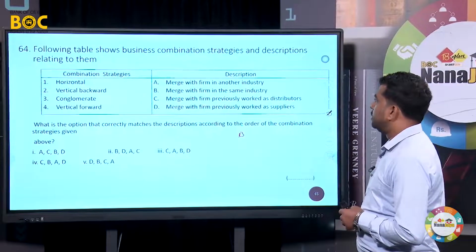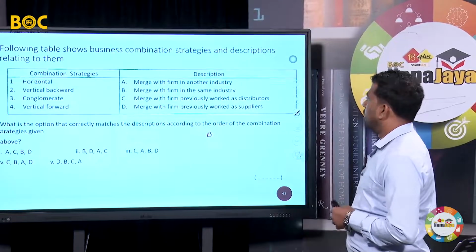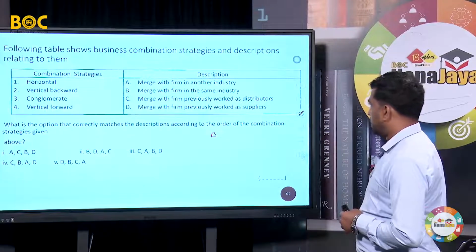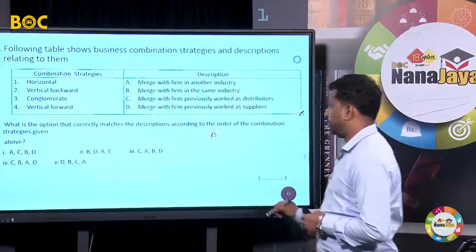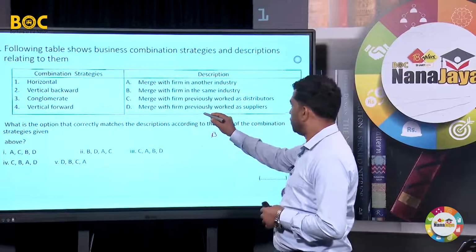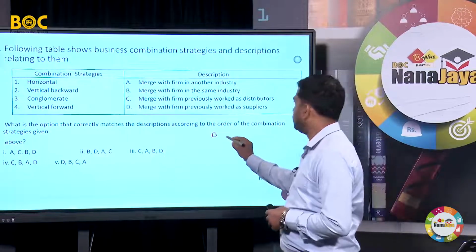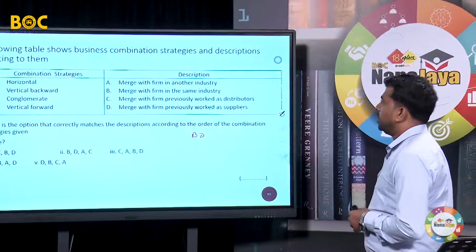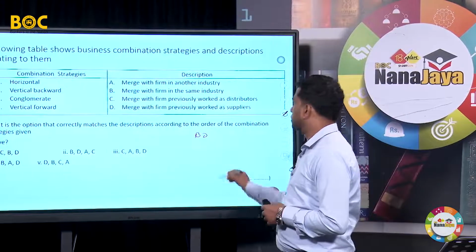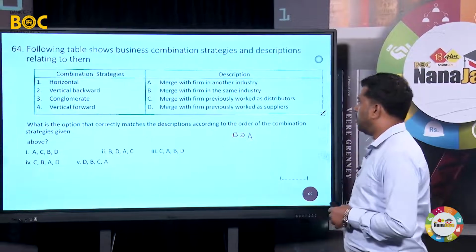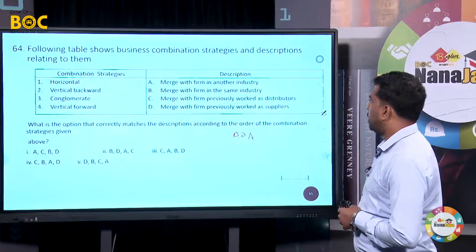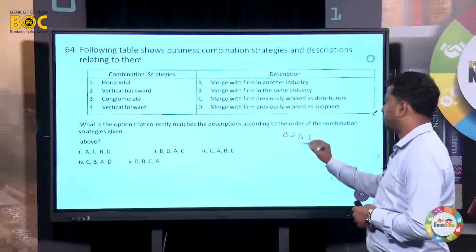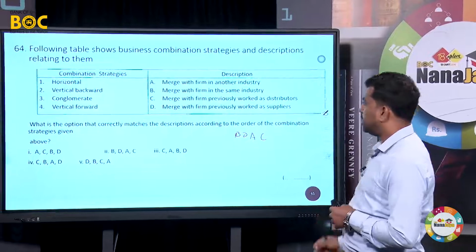Vertical backward, merged with firms previously worked as suppliers, D. Conglomerate, merge with a firm in another industry. Vertical forward, merge with firms previously worked as distributors, C. B, D, A, C, it is in the second option.